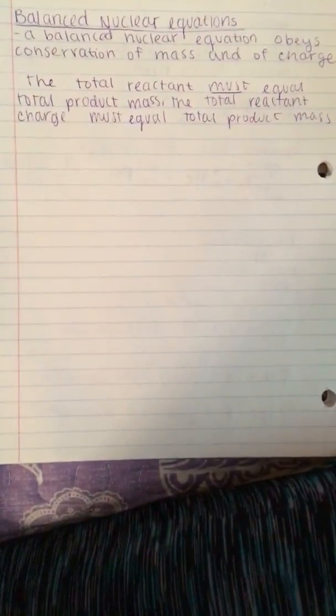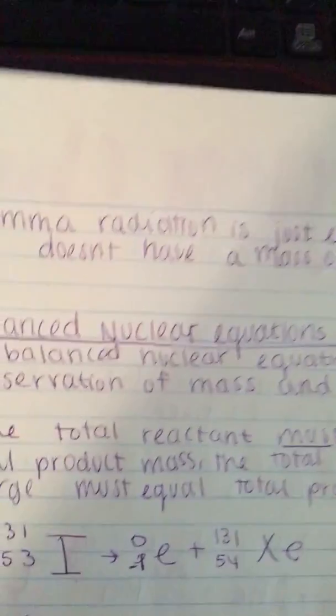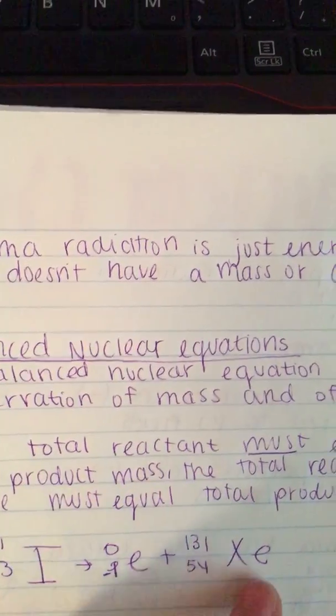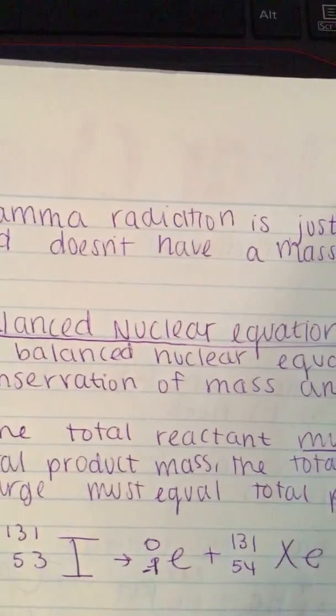So a balanced nuclear equation obeys conservation of mass and of energy. The total reactant mass must equal total product mass. The total reactant charge must equal total product charge. So this here is an example of a balanced nuclear equation.